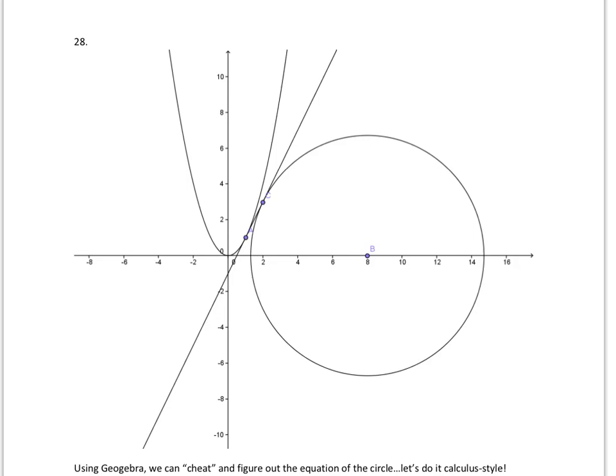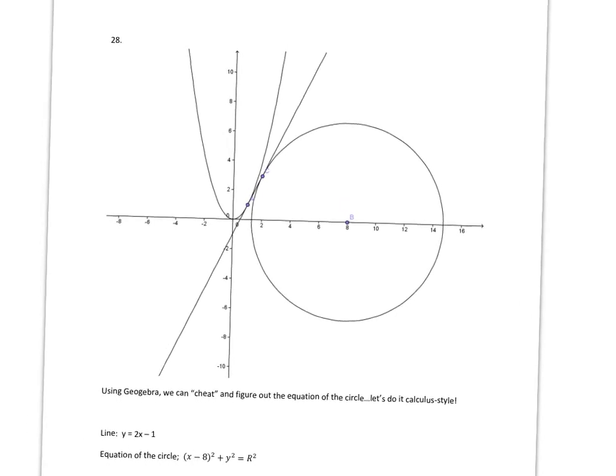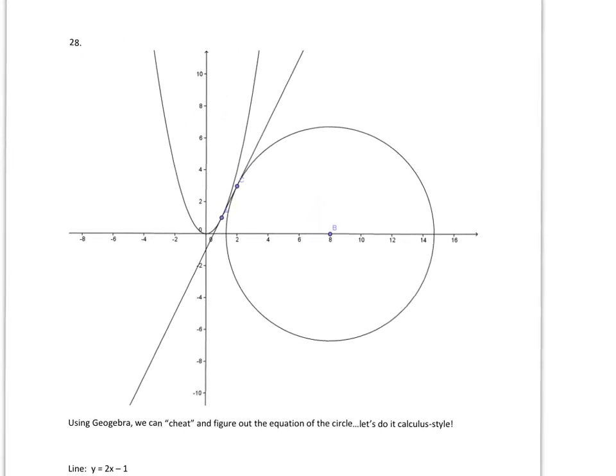Okay, this is number 28 on page 141. Find the equation of a tangent line to the curve y equals x squared at x equals 1. Show that this line is also tangent to a circle centered at (8, 0), and find the equation of the circle. So we could actually use GeoGebra to cheat and figure out the equation of the circle, but that wouldn't be any fun. So we need to figure out how to do this using calculus.